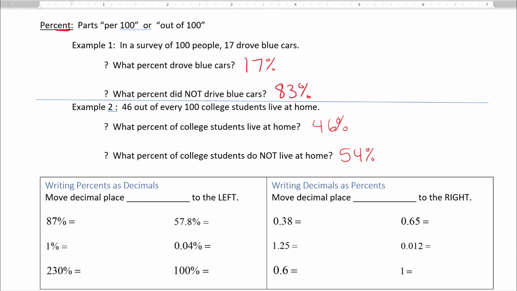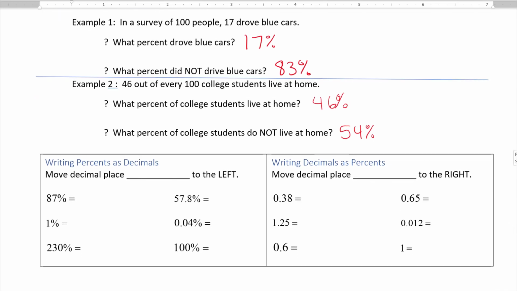All right, now we need to know how to change percents into decimals, and then write decimals as percents. When we are writing percents as decimals, you're simply going to move the decimal place 2 places to the left. So your decimal point is right here behind the 7, because any whole number always has a decimal right after it. So if I move 2 places to the left, that's now going to be 0.87. So 87% is the same thing in decimal form as 0.87.